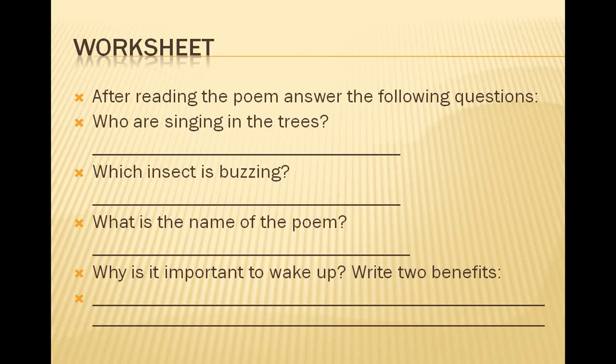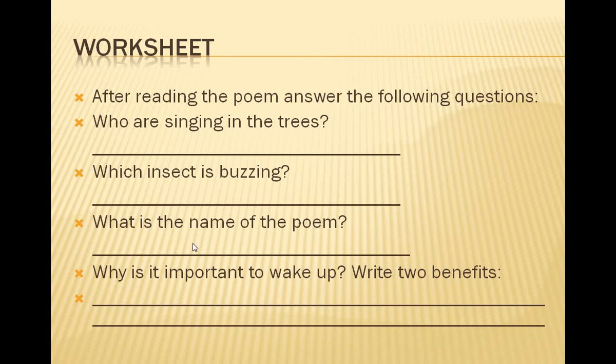Let me repeat them again. Who are singing in the trees? Is it the cow singing in the trees, or the bees singing in the trees, or whatever? Just write it down. If you need help, you can go through the poem. Otherwise, if the poem is very much clear to you, I hope you can answer these questions very well. Next is, which insect is buzzing? Insect here, it's not an animal or a bird or a human being. It is an insect being asked out who is buzzing.